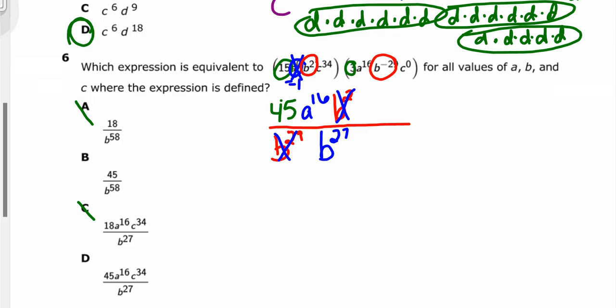Okay, and then my last one is C. I have C to the 34th and C to the 0 power. Again, this equals 1, so this is going to cancel, and I'll have C to the 34th on the top. So my final answer would be D.